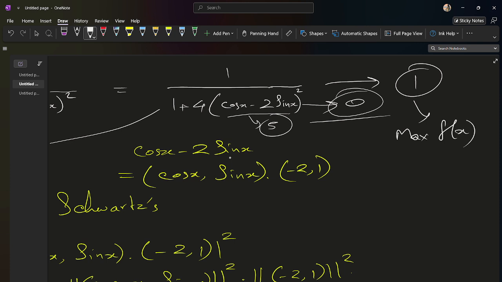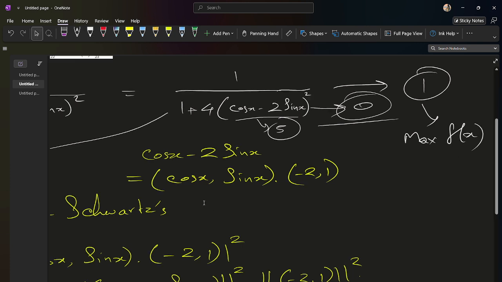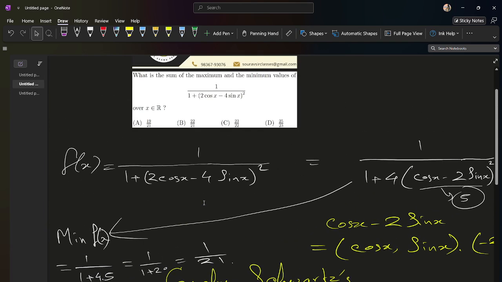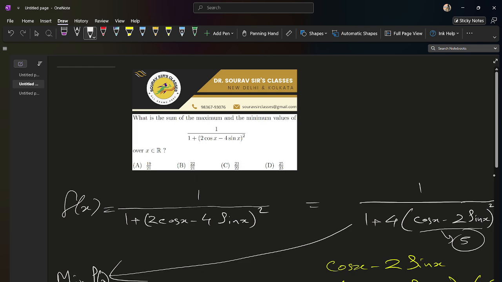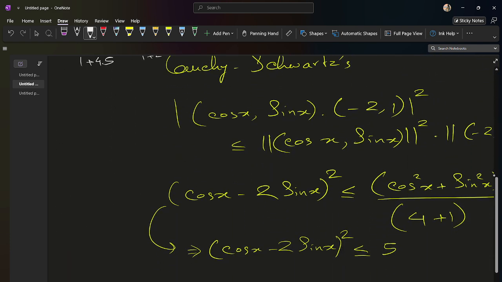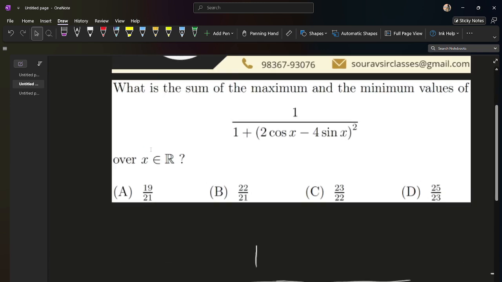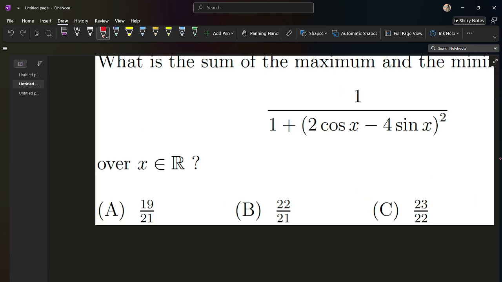Okay, so they asked us for the sum of the maximum and minimum values of this. Our minimum is 1 by 21, plus 1 is my maximum. So we will get 22 by 21 as the correct answer of this question. So our correct answer is option B. Okay. Hope you understood, guys.